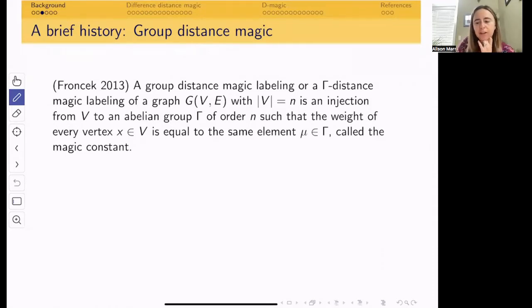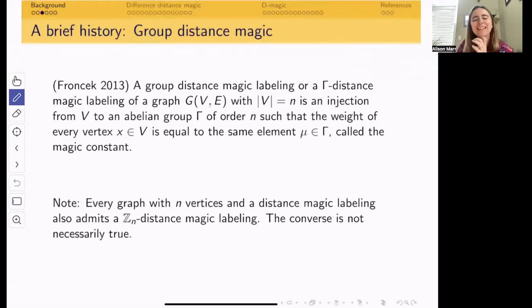So same idea, but just using a different set of labels, and then potentially a different operation depending on what group you're working with. Note that obviously, if you already have a distance magic labeling, then you also already have a Z_n distance magic labeling. If you just mod everything by n, then of course you're still going to have the property that you had originally, since we were adding before, and we're just doing modular arithmetic. The converse of that is not true.